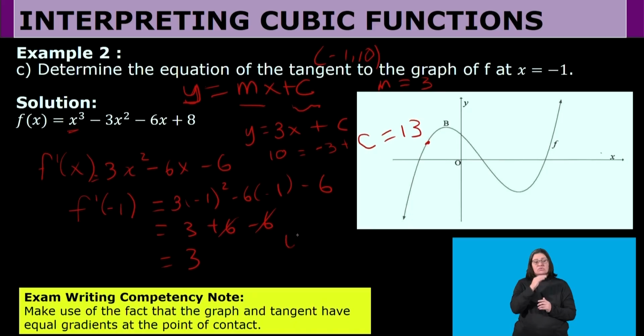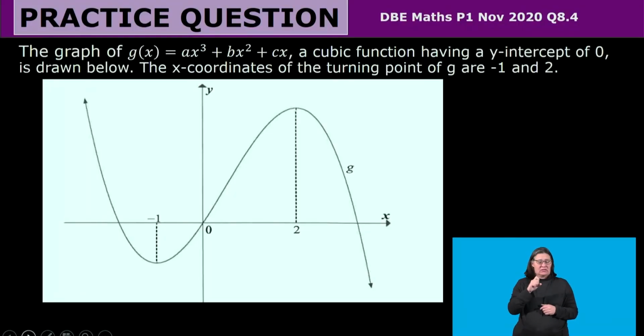So therefore, my equation is y is equal to 3x plus 13. Okay. So we've got here the graph of g(x), which is drawn, and you see that there are a few unknown values here. We've got ax cubed plus bx squared plus cx, a, b, and c, of course, being the unknown values.